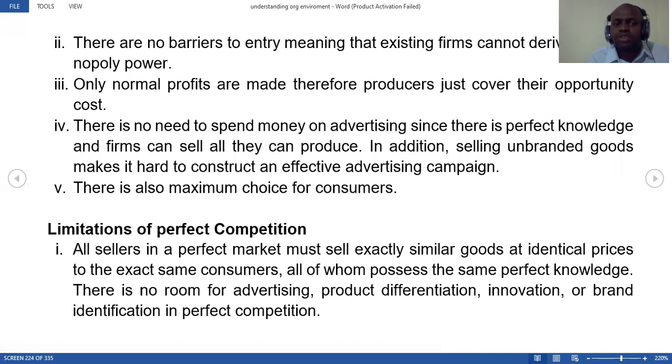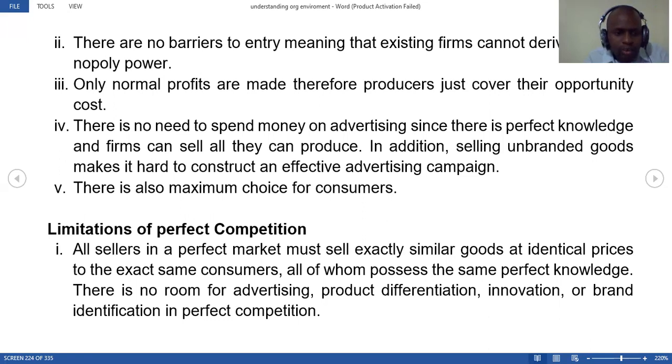Then only normal profits are made. Therefore, producers just cover the opportunity cost. So the organizations in this kind of market make normal profits. There is no need to spend money on advertisement since every customer has information or knowledge about what is sold and what can be produced. Then there is also maximum choice for consumers. Consumers can easily buy from this kind of market.